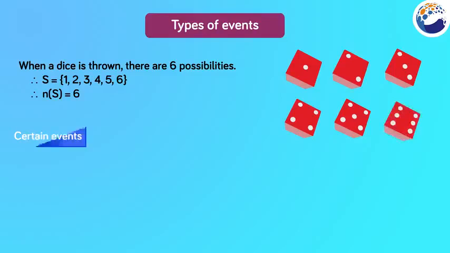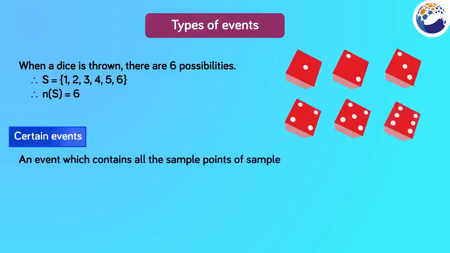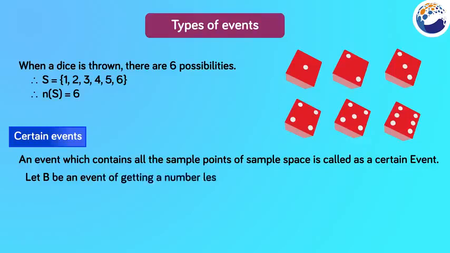Certain event. An event which contains all the sample points of sample space is called a certain event. Let B be an event of getting a number less than 10. We know that when a dice is thrown, there are 6 possibilities of getting a number less than 10. Therefore, event B is a certain event. It contains all the elements of sample space.